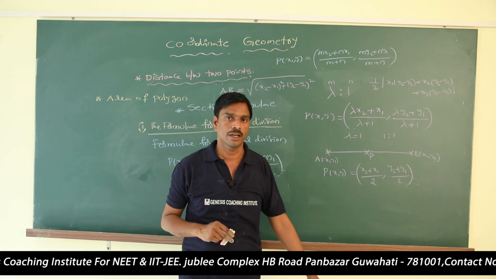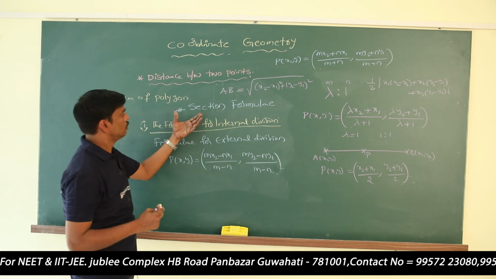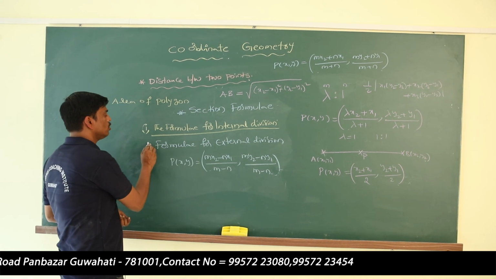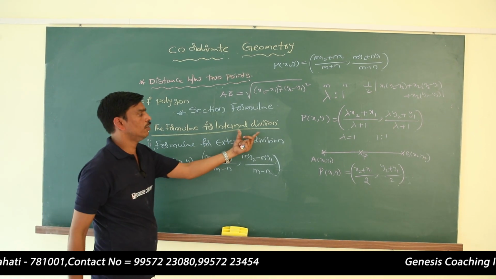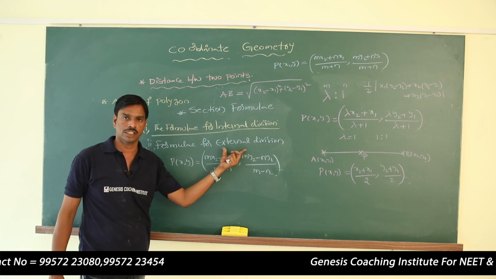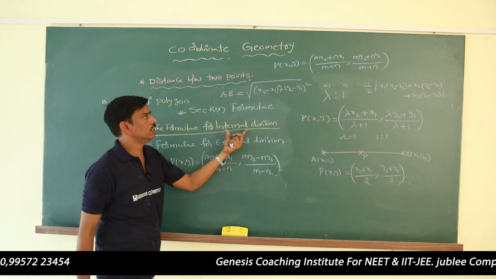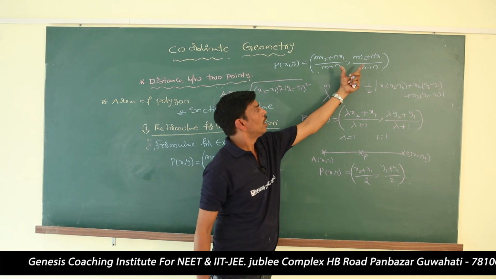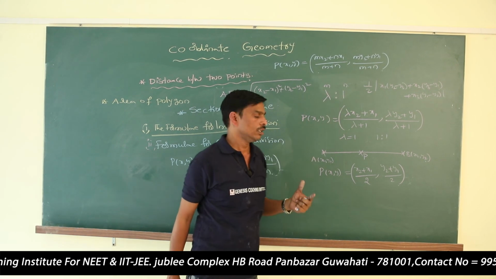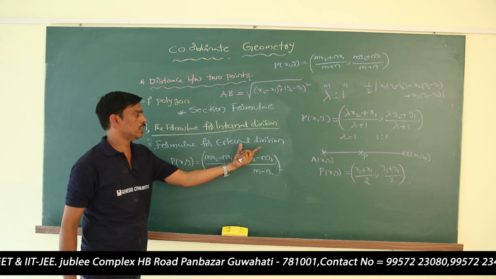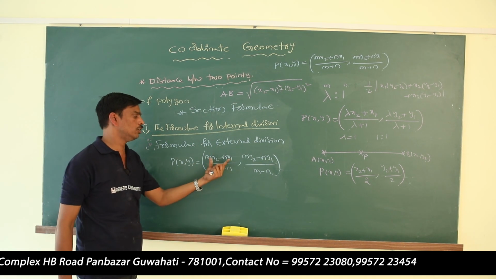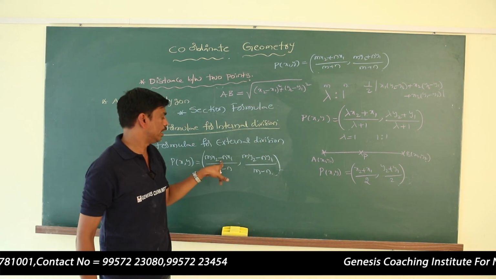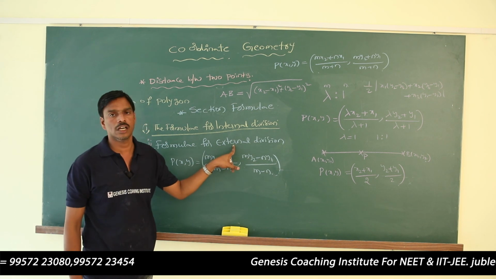The next one, the section formula. Here we have two formulas. The first one is the formula for internal division, the next one external division. What is the internal division? P(x, y) equals (m x2 plus n x1) by (m plus n), (m y2 plus n y1) by (m plus n). The next one, the formula for external division: simply replace the positive sign with a negative, then we get the external division formula.